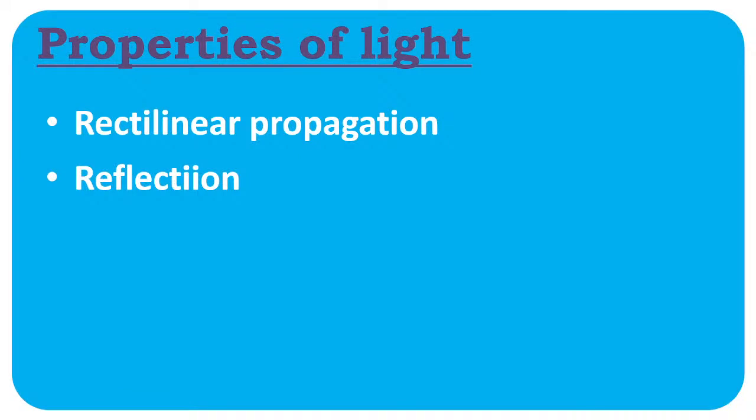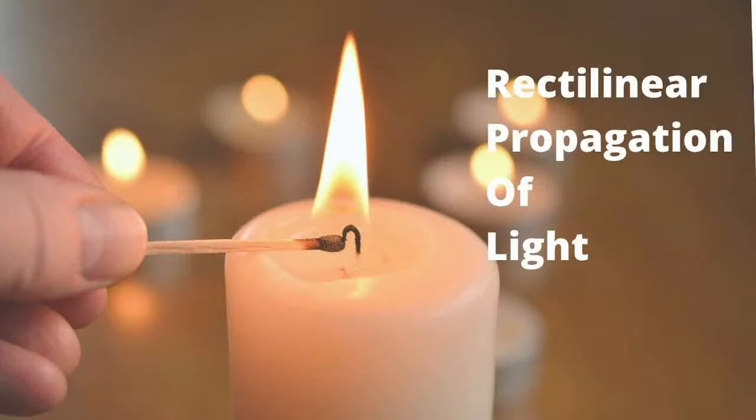Okay, let us now come to the very important part of the lesson, that is, why are we learning about light? Because we are going to learn about certain properties of light. Let us see what these properties are. First, we have rectilinear propagation, and second, reflection of light. There are two properties that we are going to learn this year. Let us see them one by one in detail.